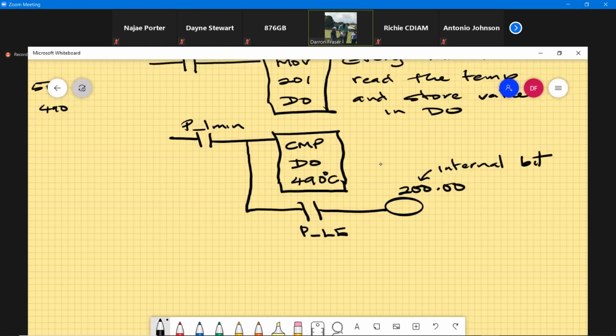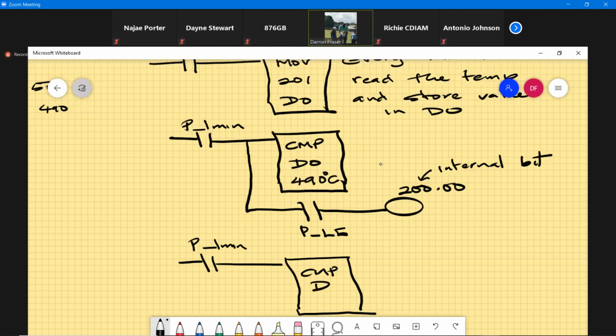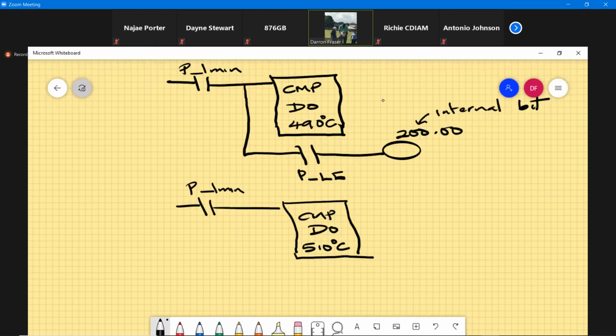What about if it is higher? Well, the same thing. In the same minute, we're going to compare D0 with 510. And if it is higher, use another internal bit. So we're going to call this 200.01. So this is another internal bit, and we want to know if it is greater than or equal to.